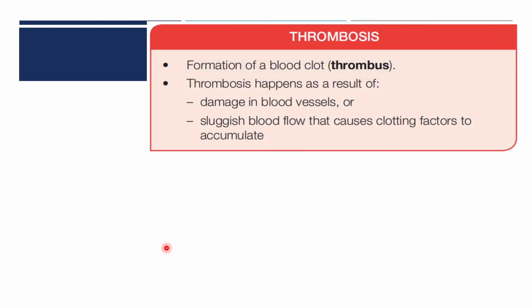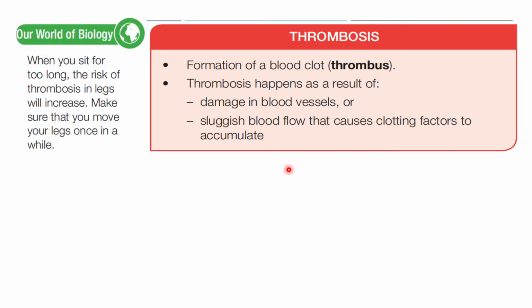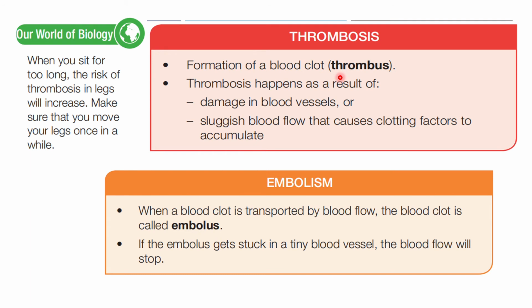The second issue is thrombosis. It is the formation of a blood clot, and we call it a thrombus. It happens as a result of damage in the blood vessels or sluggish blood flow. Sluggish means slow, and that causes the clotting factors to accumulate, and therefore a blood clot is formed.